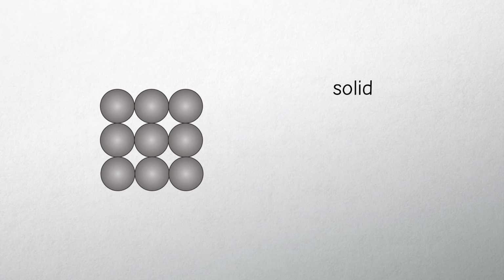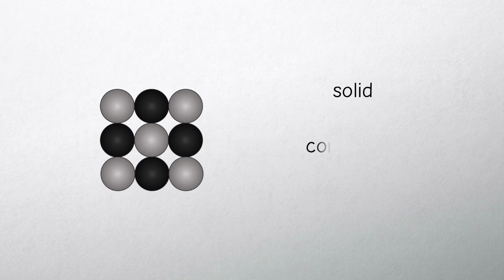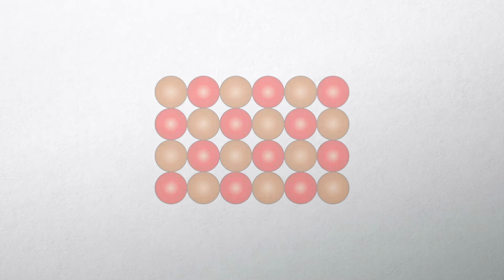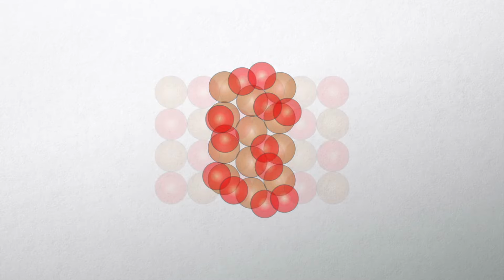It's a solid because the particles are close together and in a regular pattern. It's also an element because it's made of only one type of atom, or the same type of atom. This one's also a solid, but this one is a compound because it's made of different atoms that are joined or bonded together. Compounds are formed when different elements react together.